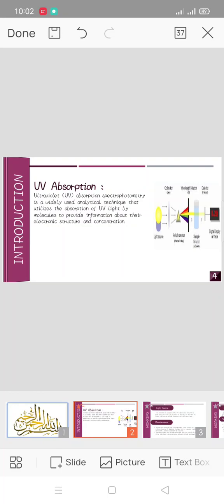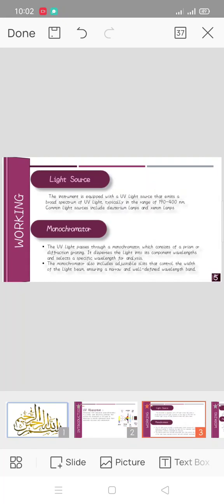Introduction. UV absorption spectrometry is a widely used analytical technique that utilizes the absorption of UV light by molecules to provide information about their electronic structure and concentration. Next we discuss the working of UV absorption.